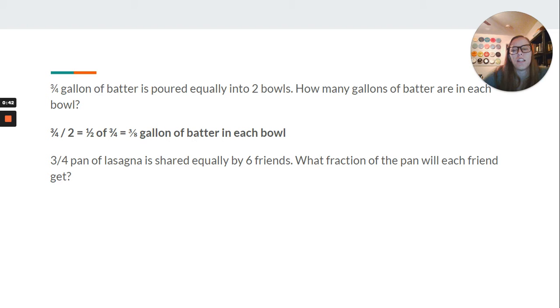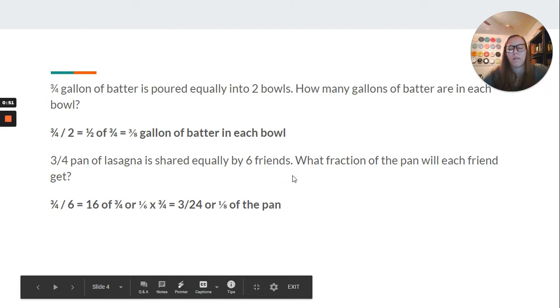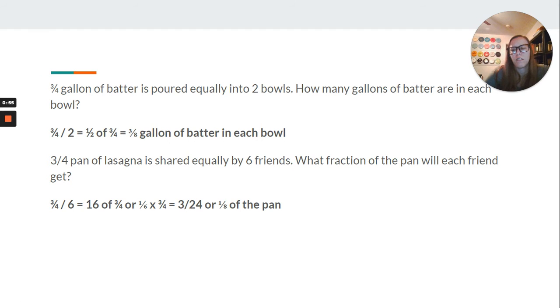And then the next one, similar, but 3/4 of a pan of lasagna shared equally by 6 friends. What fraction does each friend get? So 3/4 divided by 6, which should actually be 1/6 of 3/4. So we take 1/6 times 3/4, and we get 3/24, or simplified 1/8 of the pan is what each friend gets.